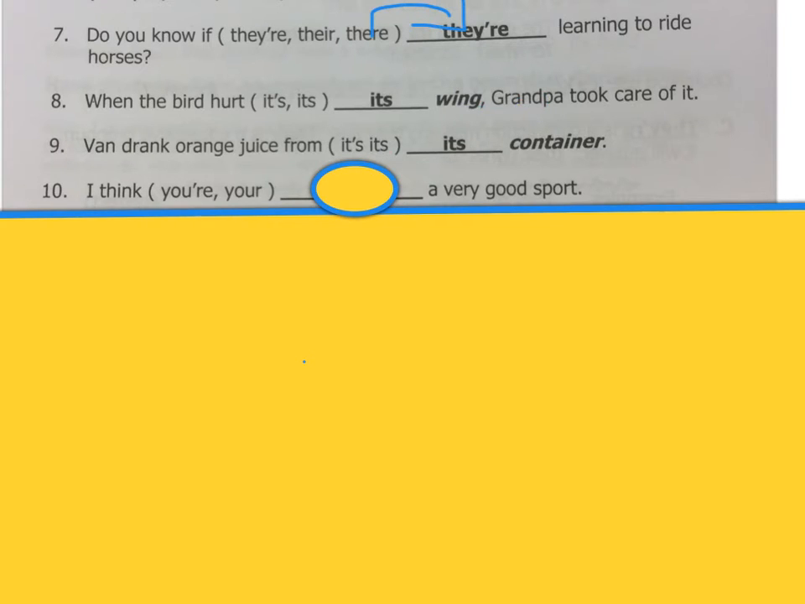Number 10. I think you're a very good sport. I think you are a very good sport. I think you're what? You are. Go ahead and try 11 through 15 on your own, and then we'll check the answers.